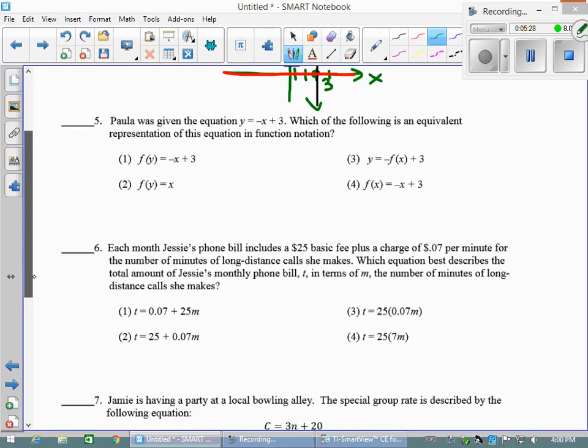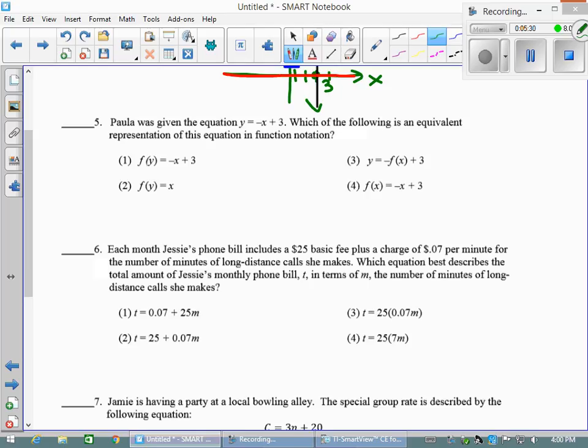Paula was given the equation y equals negative x plus 3. Which of the following is an equivalent representation of this equation if we put it into function notation? So the biggest thing here was just remembering that y can always be written as f of x if we know it is a function. So if I replace y with f of x, my equation could also be written like this, which is choice 4.